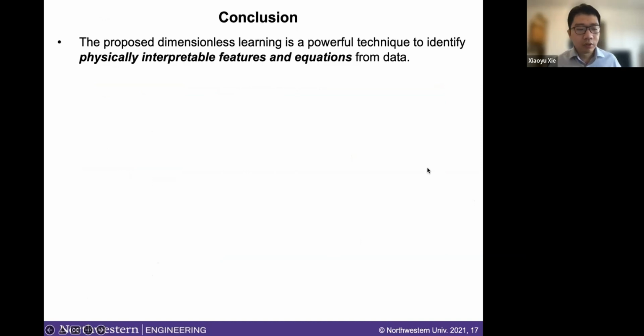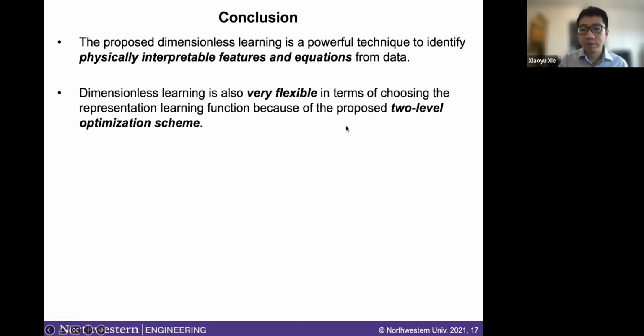So let me give you a conclusion. In today's presentation, the proposed dimensionless learning is actually a powerful tool to discover physically interpretable features, dimensionless numbers, and equations like scaling laws and differential equations from data. It is much more flexible because we use a two-level optimization.